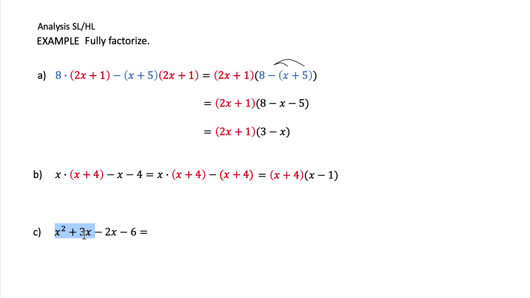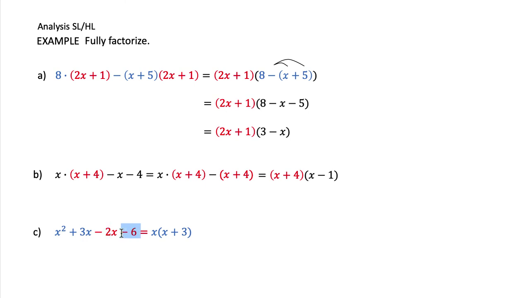The coefficients don't have any common factors, 1 and 3, but both of the terms have a variable, and the lower power of the variable will be our common factor. We have x squared in there and x over here, so our common factor will be x. Then, what times x makes x squared? Well, it's x, because x times x is x squared. What times x is plus 3x? It's plus 3.